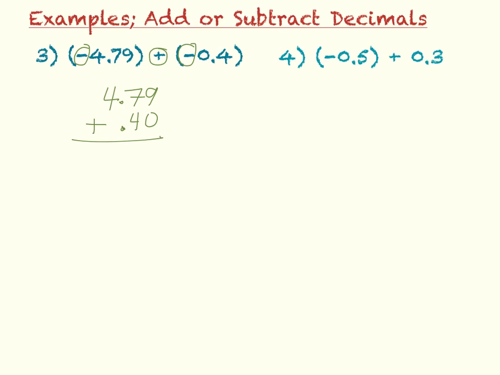Put placeholder 0. 9 plus 0 is 9. 7 plus 4 is 11. Carry the 1. Put your decimal down there. 1 plus 4 is 5. So your final answer is negative 5.19.